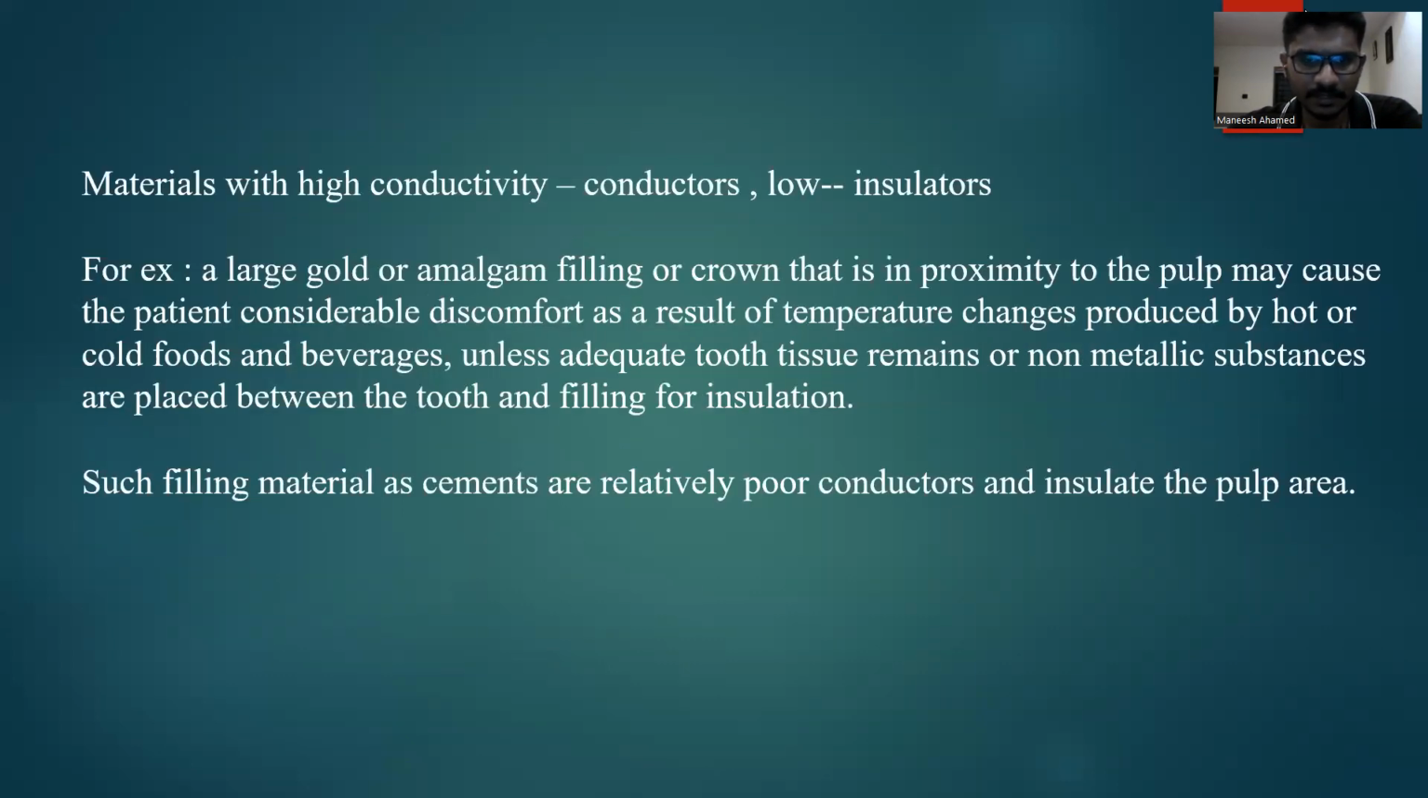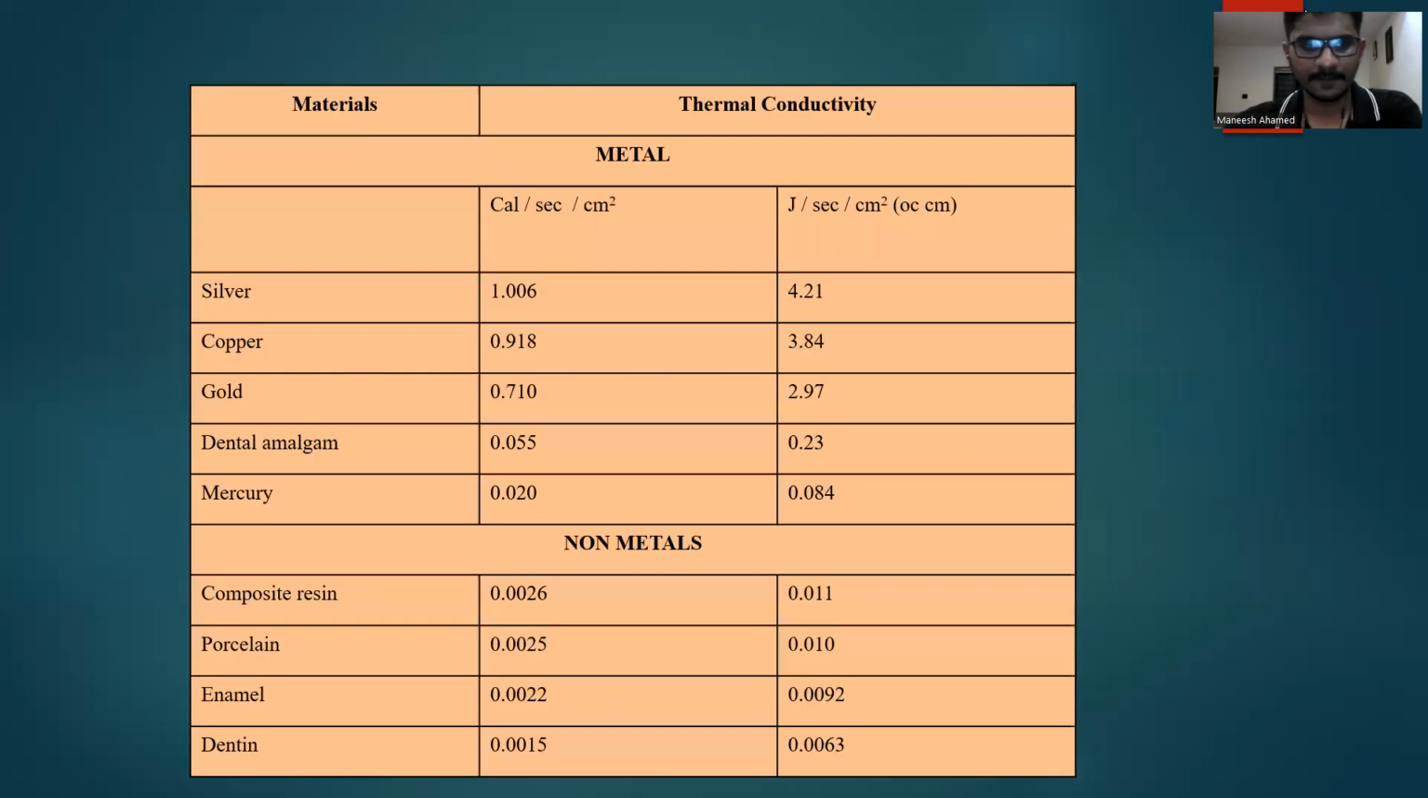Materials with high conductivity are known as conductors, and those with low conductivity are known as insulators. For example, a large gold or amalgam filling or crown that is in proximity to the pulp may cause the patient considerable discomfort as a result of temperature changes produced by hot or cold foods and beverages, unless adequate tooth tissue remains or non-metallic substances are placed between the tooth and filling for insulation. Materials such as cements are relatively poor conductors and insulate the pulp in this area.